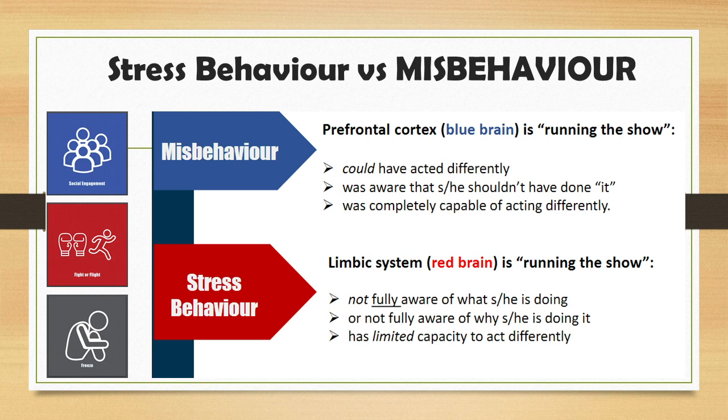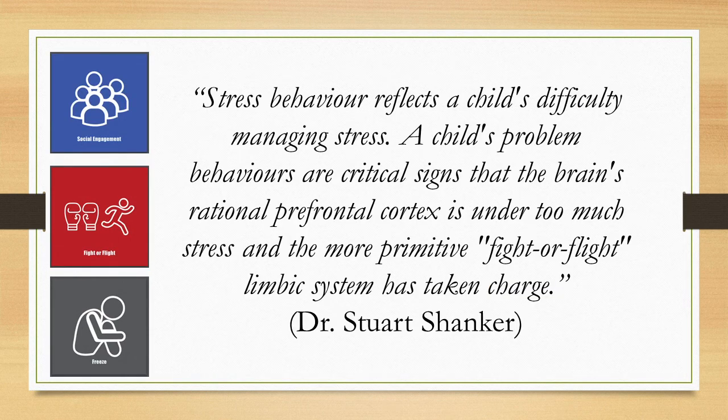Stress behavior happens when the limbic system, the red brain, is running the show. Kids are not fully aware of what they're doing, they're not fully aware of why they're doing it, and they have limited capacity to act differently. So stress behavior reflects a child's difficulty managing stress. A child's problem behaviors are critical signs that the brain's rational prefrontal cortex is under too much stress and the more primitive fight or flight limbic system has taken charge.